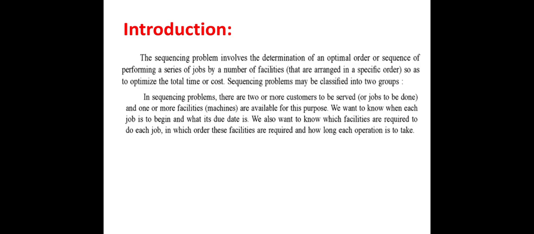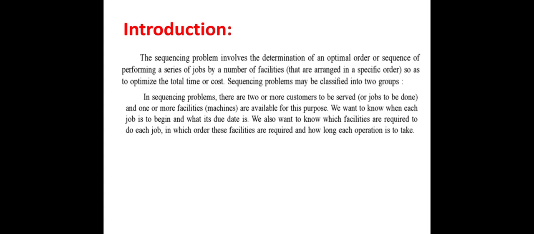In a sequencing problem, there are two or more customers to be served or jobs to be done, and one or more facilities, that is machines, are available for this purpose. We want to know when each job is to begin and what its due date is. That is, we should be aware of when the job has to be started, and at the same time when it is to be delivered to the customer.